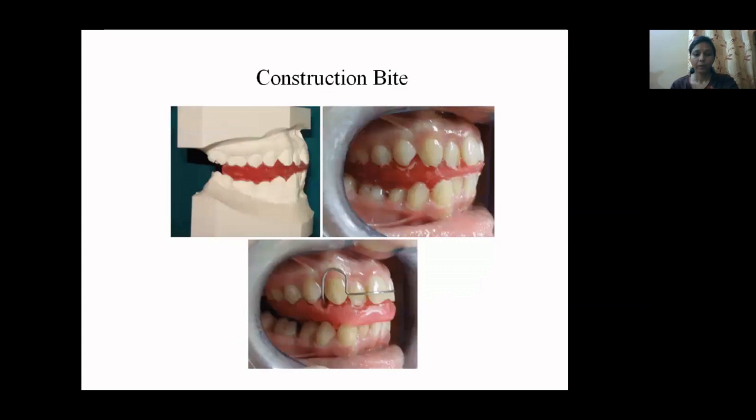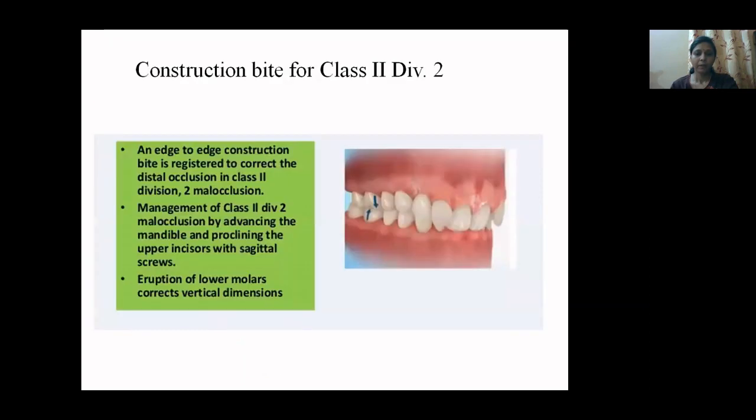So construction bite is taken and the appliance is fabricated. In case of class 2 division 2, an edge-to-edge construction bite is registered to correct the distal occlusion, and eruption of lower molars will correct the vertical dimensions as well in class 2 cases. Otherwise, in class 2 division 1 cases, one step or two step bite registration can be done according to the need.